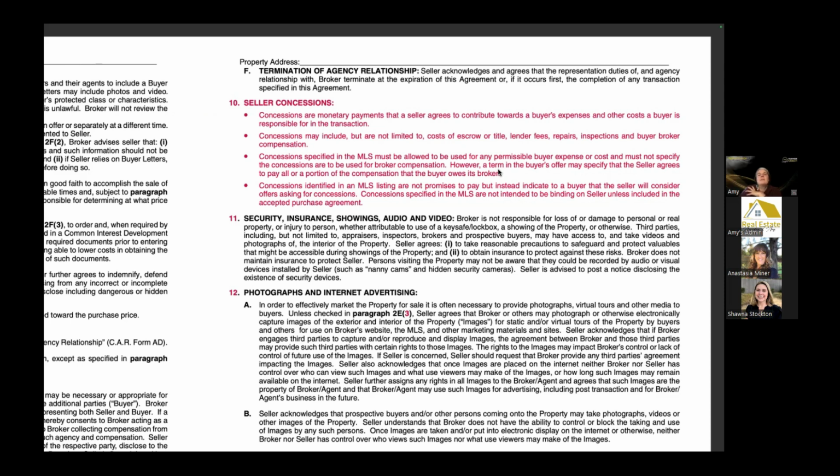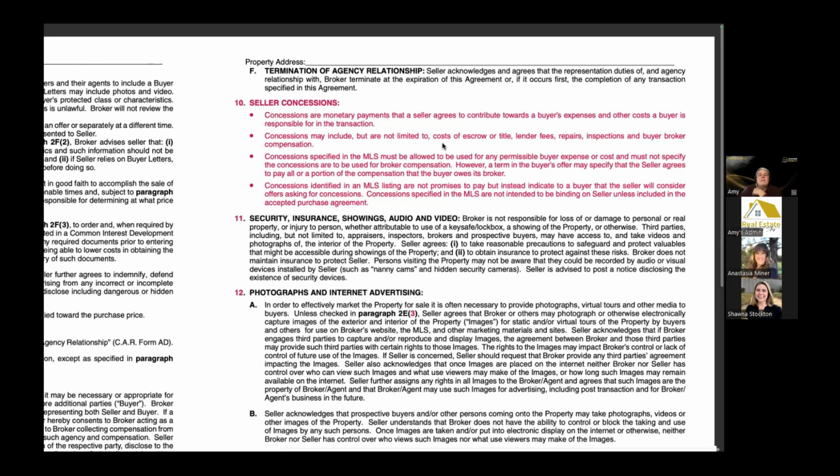However, a term in the buyer's offer may specify that the seller agrees to pay all or a portion of the compensation that the buyer owes its broker. Concessions identified in an MLS listing are not a promise to pay, but instead indicate to a buyer that the seller will consider offers asking for concessions. Concessions specified in the MLS are not intended to be binding on seller unless included in the accepted purchase agreement. So it's just clarifying that information there under the seller concessions.